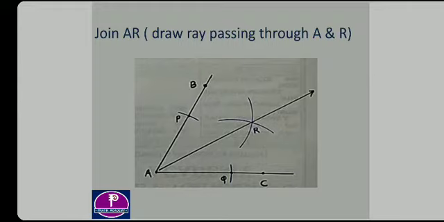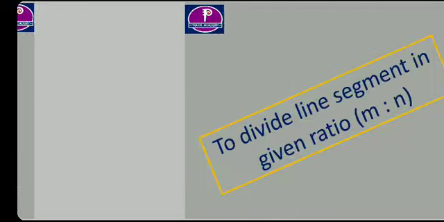Then the next step is to draw a ray passing through points A and R. This ray passing through points A and R is the angle bisector of angle BAC. And finally label the diagram properly, show essential symbols and do not erase any construction.